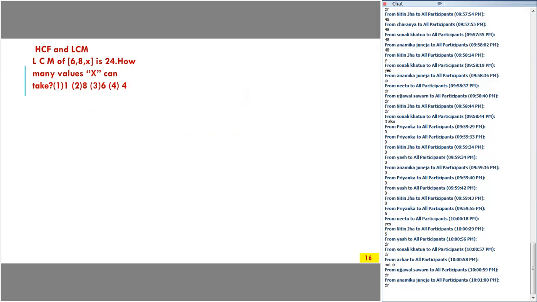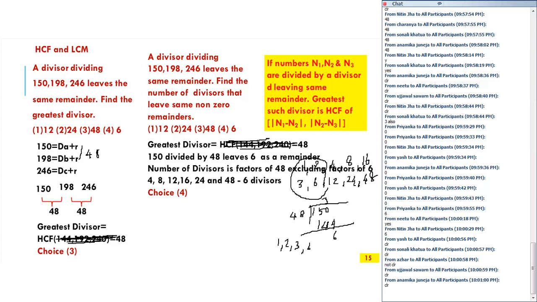Are you clear with the previous one? Sorry, I skipped. How many are clear with this? It doesn't have to be a factor. Priyanka, what is 150 by 48? When I divide 150 by 48, what's the remainder? When I divide 198 by 48, what's the remainder?